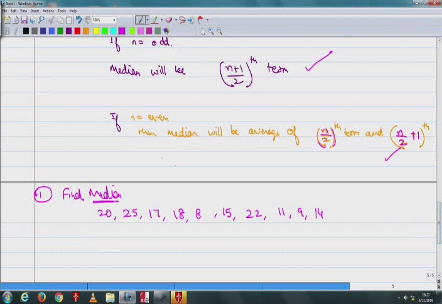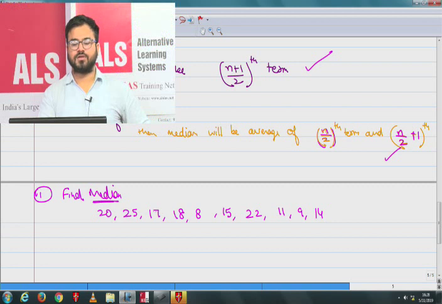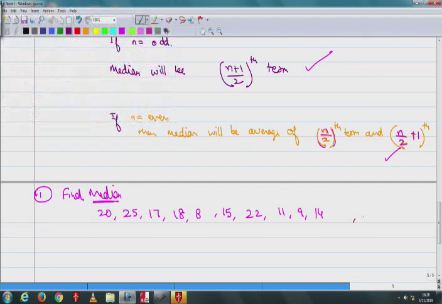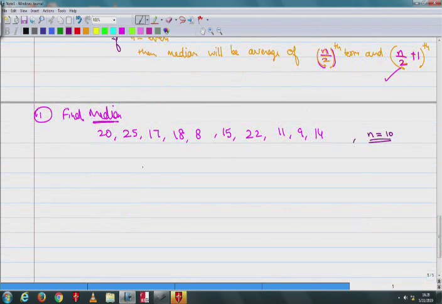First of all, in order to find the median, you have to see whether the number of data is even or odd. So here we have 10 observations: 1, 2, 3, 4, 5, 6, 7, 8, 9, 10. So n is 10, even. It means the median will be the average of the n by 2th term plus the n by 2 plus 1 term. So n by 2, it means 10 by 2, which is the 5th term plus the 6th term, right?